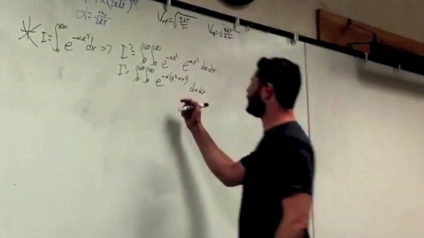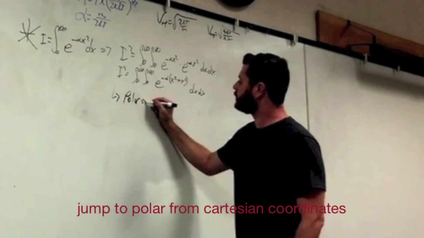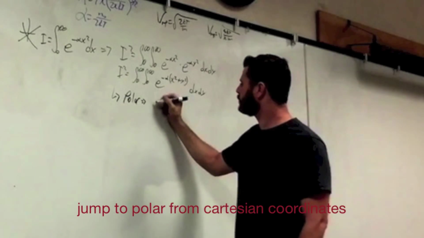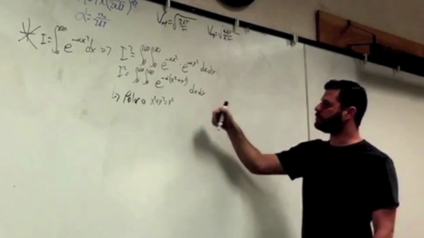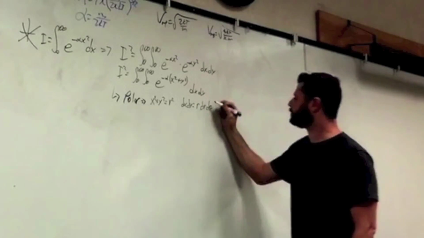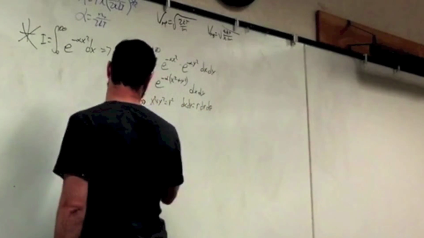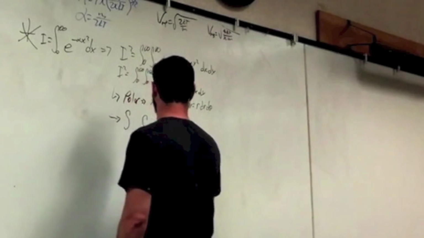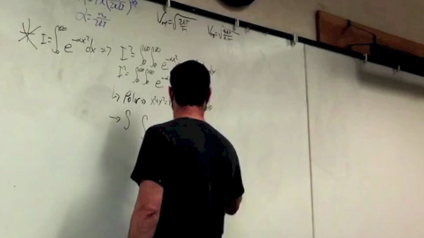Okay, and so then we can take this now into polar coordinates. And so in polar coordinates, x squared plus y squared is r squared, and you get that just from the unit circle. And then when you change your variable, your dx dy equals r dr d theta, r being your Jacobian. And so the integration now is going to become r e to the negative alpha r squared dr d theta.